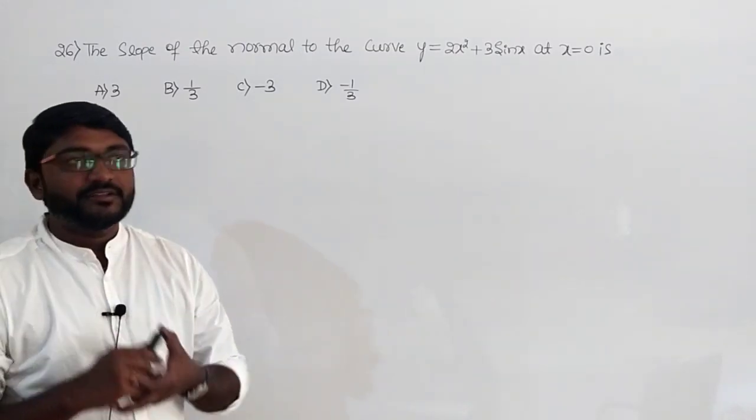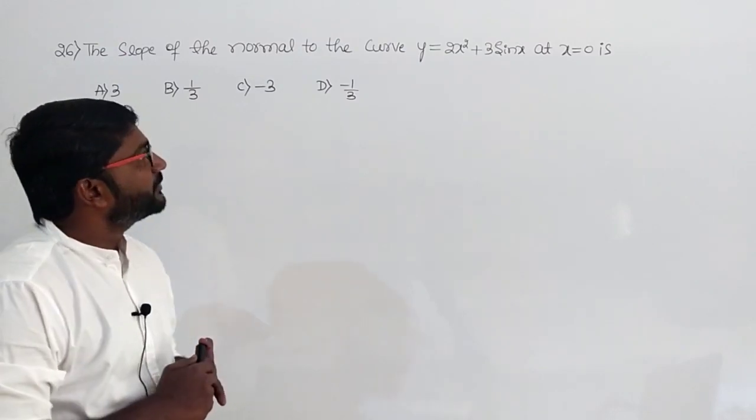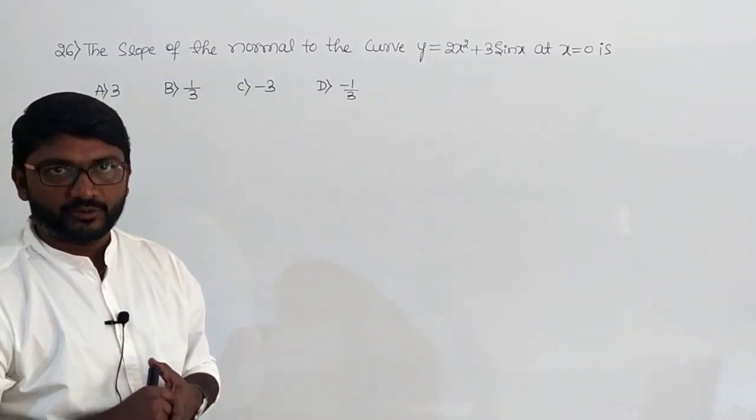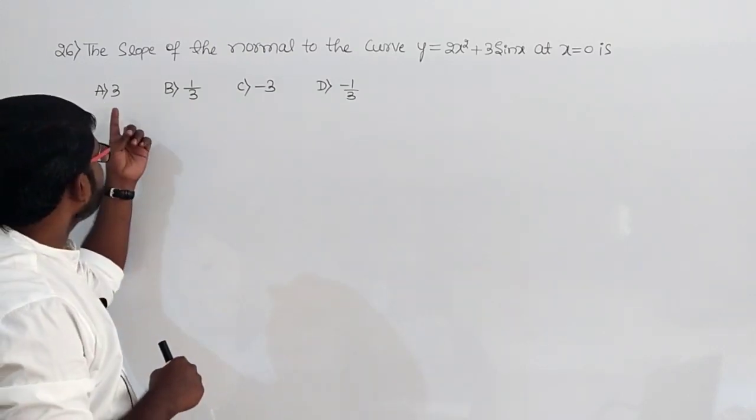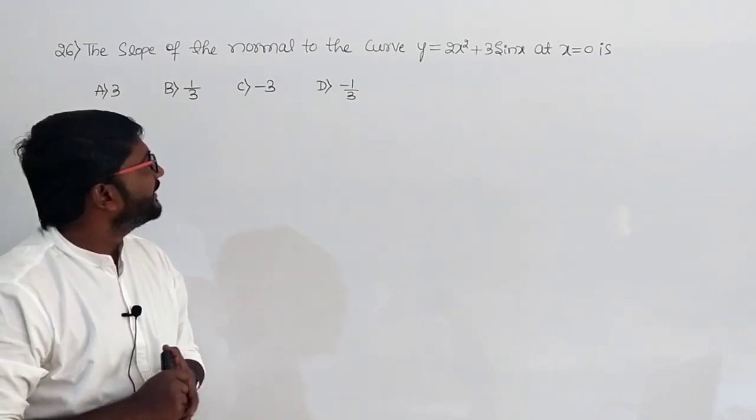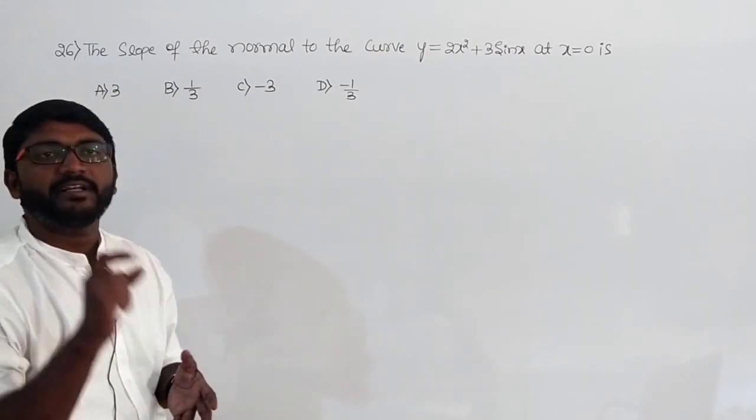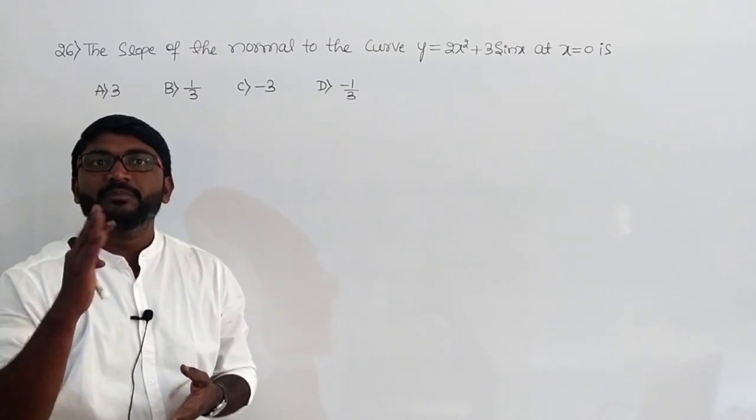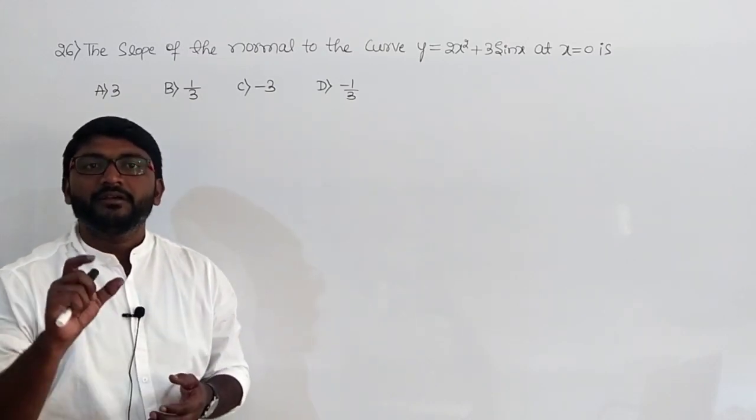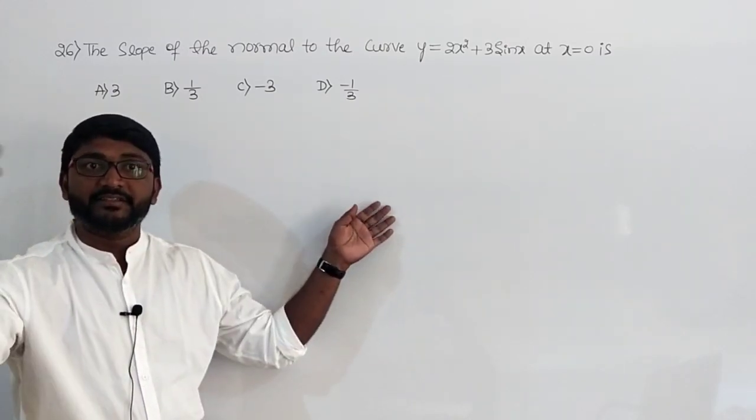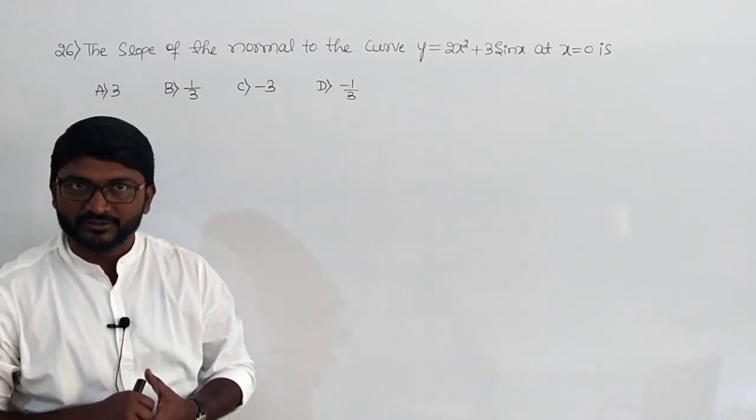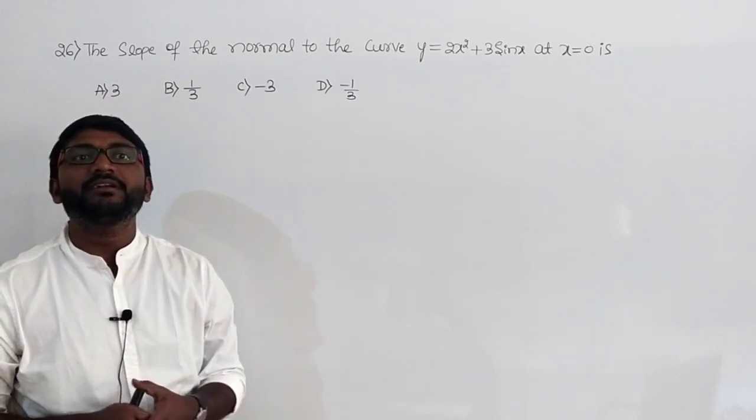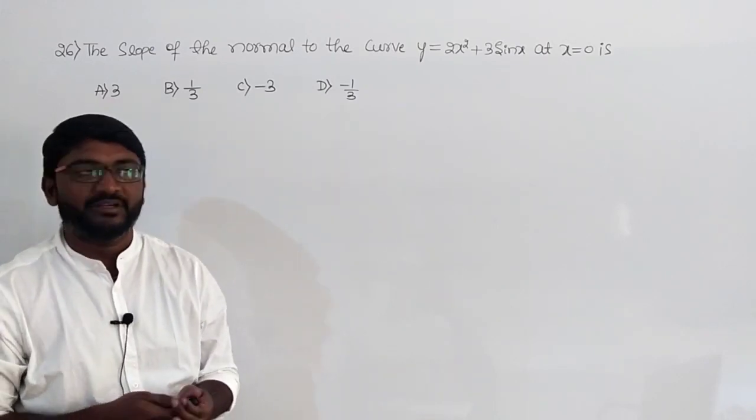The 26th question it is, the slope of the normal to the curve y equal to 2x square plus 3 sin x at x equal to 0 is, the four options are, option A it is 3, option B it is 1 by 3, option C it is minus 3, option D it is minus 1 by 3. So I have already told you, always the multiple choice questions are very important for the exam. So usually after every exercise you will be having 2 to 3 multiple choice questions. So go through those MCQs. Those questions will be given in theory for 2 or 3 marks.